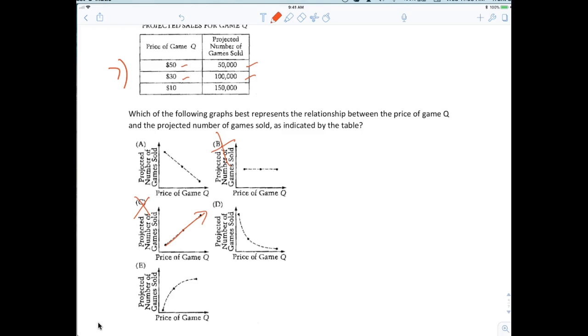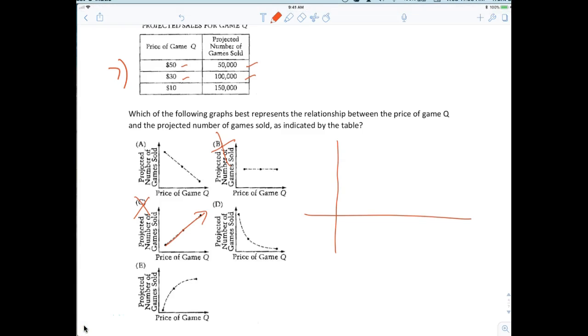Let's look at it. If I were to graph this, see if you understand what I mean. This would be 10, 30, and $50. Then the number of games sold would be 50,000, 100,000, 150,000. Does that make sense? So 10 would be 150,000. 30 would be what? 100,000. And uh-oh, wait a minute. This was over here. $50. Does everybody agree with that? And then 10 games cost what? 50,000. Hold on a minute.